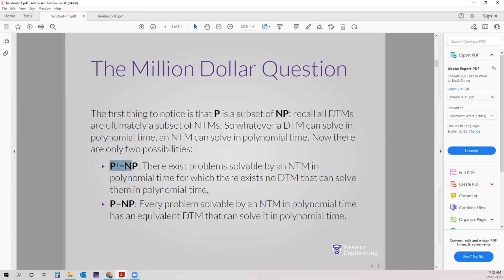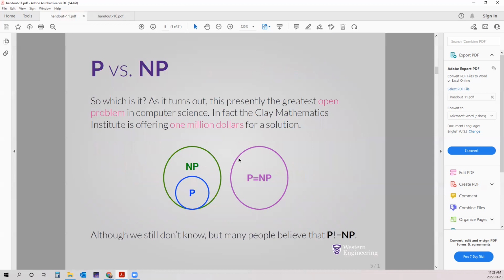If this is the case, every problem solvable by a non-deterministic Turing machine in polynomial time has an equivalent deterministic Turing machine that can solve it also in polynomial time. Which one is the correct answer? Let's go P versus NP. So which is it? As it turned out, this is presently the greatest open problem.